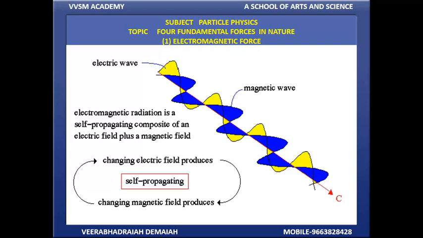A changing electric field produces a changing magnetic field, and vice versa, and this is self-propagating. The interaction of magnetic field and electric field leads to the study of the electromagnetic wave. This is the electromagnetic wave. The force is the electromagnetic force.